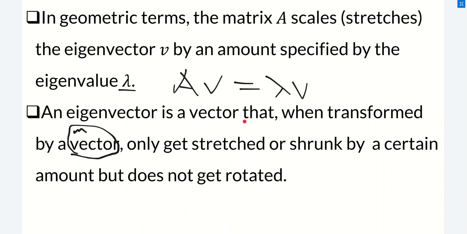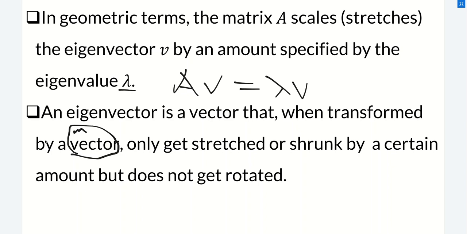So when an eigenvector is transformed by a matrix, it only gets stretched or shrunk, because that is what we said over here. In geometric terms, the matrix A stretches the eigenvector by a certain amount. It's a typo error, I'll correct it before I share the slides. Let me correct it right now. So it's done by the matrix, not the vector, because it's the matrix that is doing the transformation.